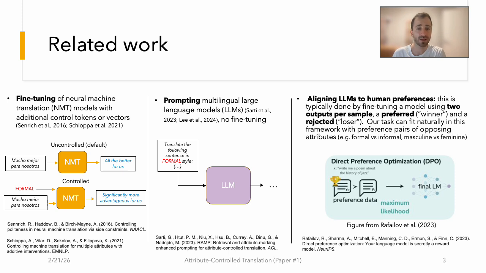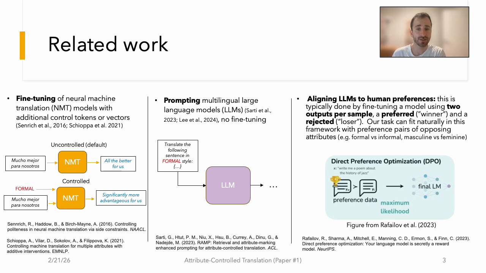Traditional NLP models have been fine-tuned with additional control signals, which can be additional tokens or learned embeddings to steer and control the model to translate with the desired attributes. Later, with the advent of multilingual LLMs, other work has shown that prompting techniques can also be applied somewhat successfully without the need for fine-tuning. However, LLMs can also be fine-tuned, and preference-based alignment has become one of the most common approaches for it, with algorithms such as direct preference optimization.